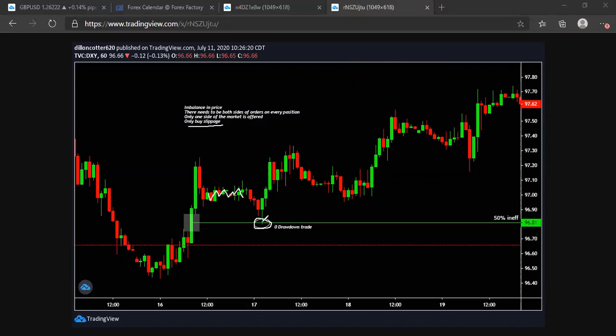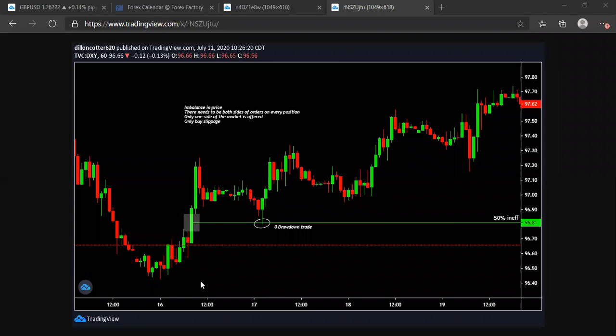And as you can see, this would have been basically a zero drawdown trade for very, very great reward. And so yeah, that is bullish inefficiency.